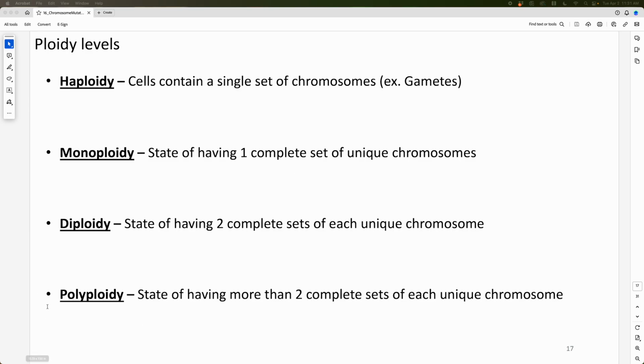They're also tied to many types of plants, sometimes tied to crop plants where polyploids have bigger fruit that's produced. Polyploids are commonly observed in strawberries, for example. Those really large strawberries that you get at the grocery store, those are typically polyploid individuals where having more complete sets of each of the unique chromosomes leads to larger fruit overall.